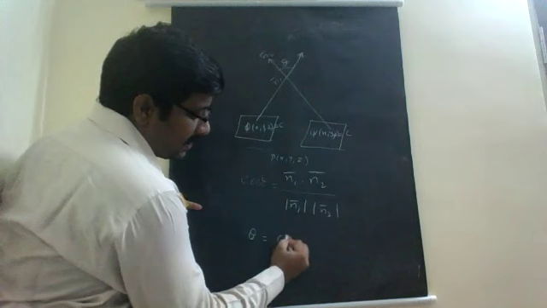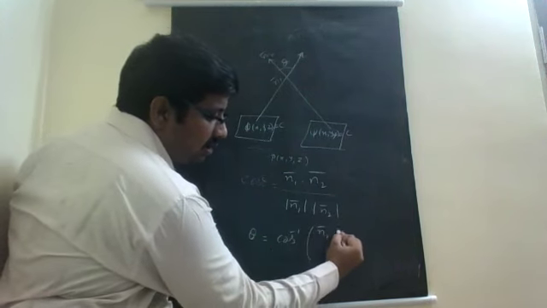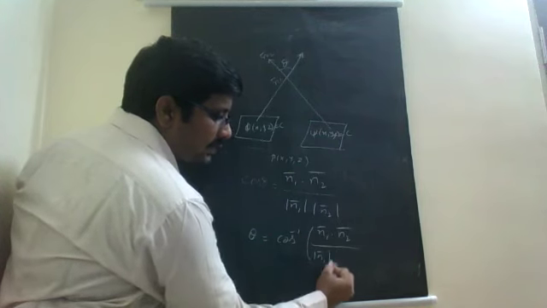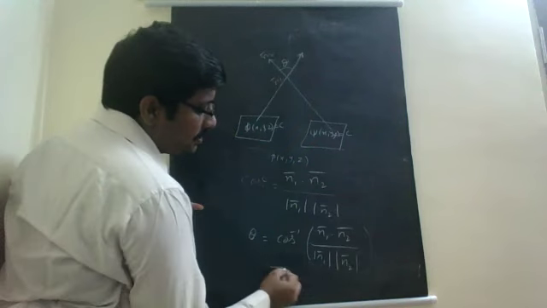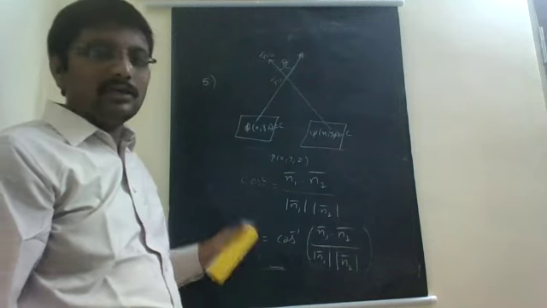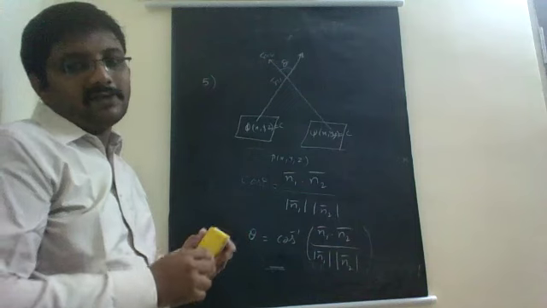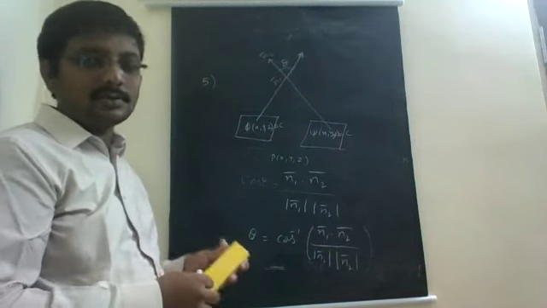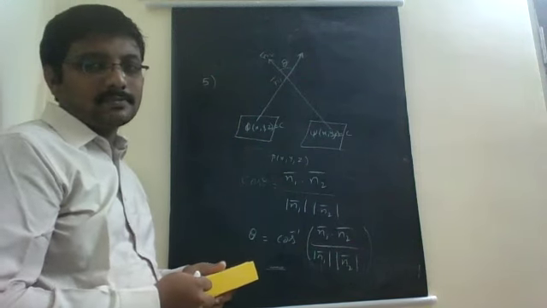So theta is cos inverse of n1 bar dot n2 bar upon modulus of n1 bar into modulus of n2 bar. Using this we can find the angle between two normals, or the angle of intersection of two surfaces, or the angle of intersection of two spheres. So it is a very useful formula to find angles of intersection.